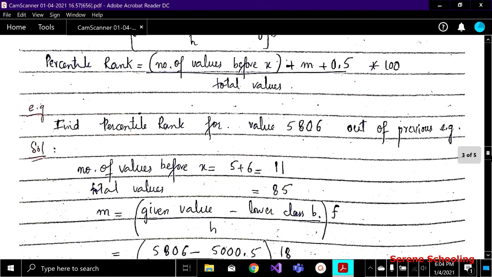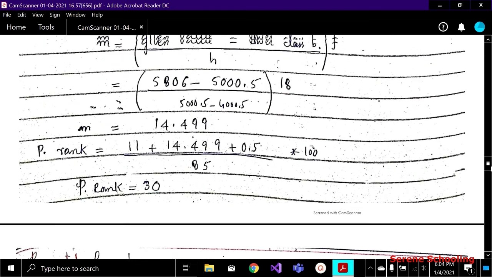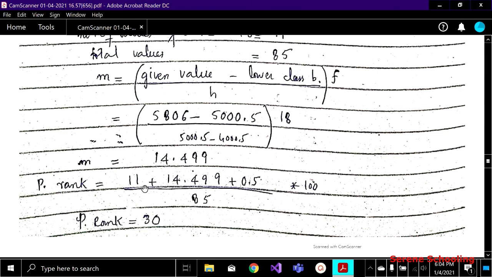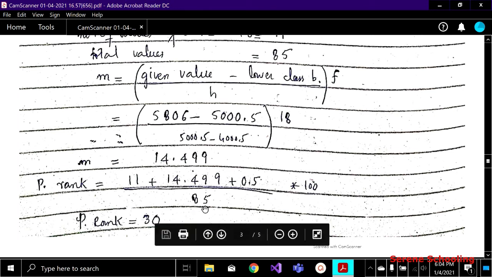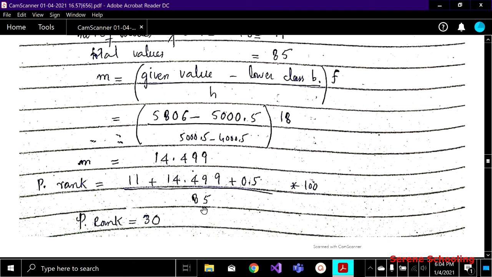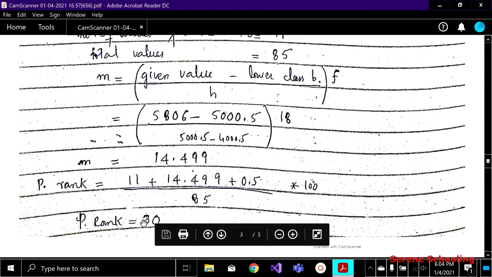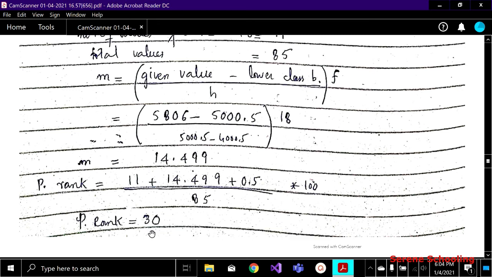So we will just put 11 over here, right? And then we have to put m. Then again the things are the same, that is plus 0.5 over total number of values. Total number of values means the sum of all the frequencies, which is 85 in the above table, into 100, which gives us percentile rank is 30. It means our data value 5806 lies at the 30th position in all the data. Out of 100 positions, our data falls at the 30th position. This is what the percentile rank or percentile position tells us.